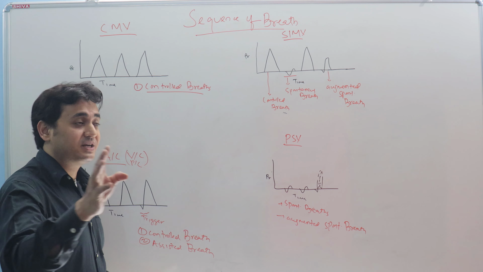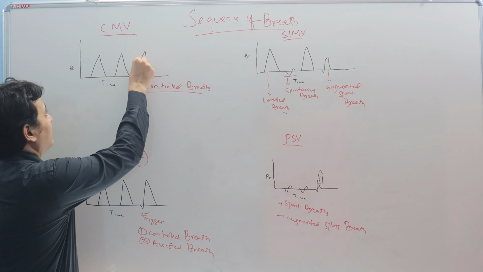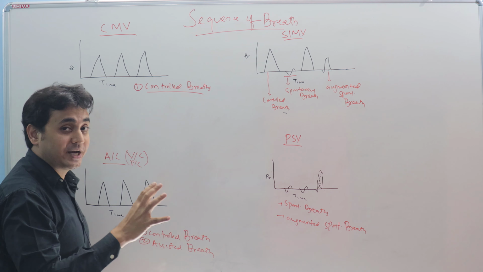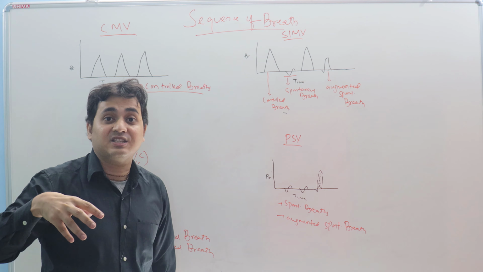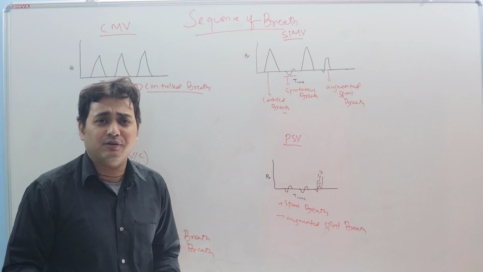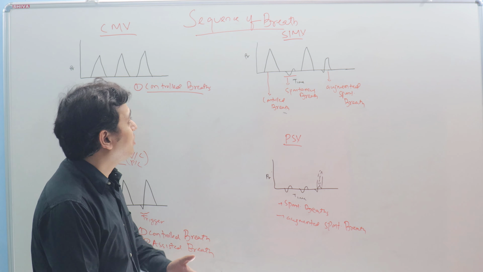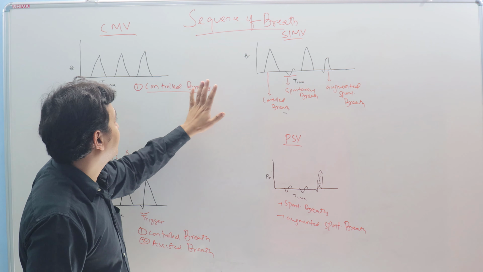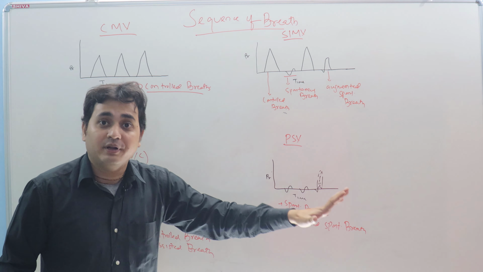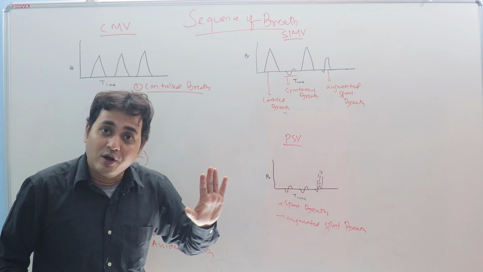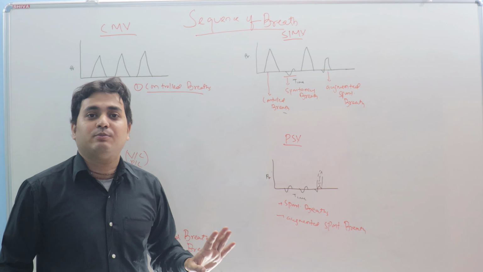The next class we will discuss what the content of these breaths is. These are the sequence. Now the content can be either pressure controlled breath or volume controlled breath or pressure regulated volume controlled breath. There are different kinds of content. So the content we will discuss in the next class. Now for this class you have to remember the different kinds of breath: controlled breath, assisted breath, spontaneous breath, and augmented spontaneous breaths.